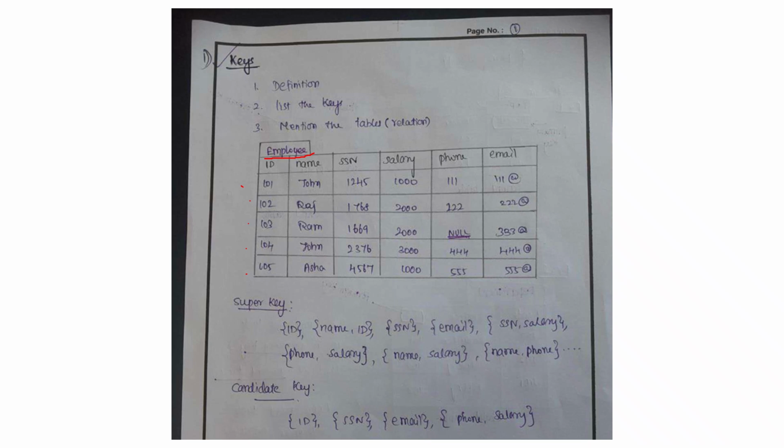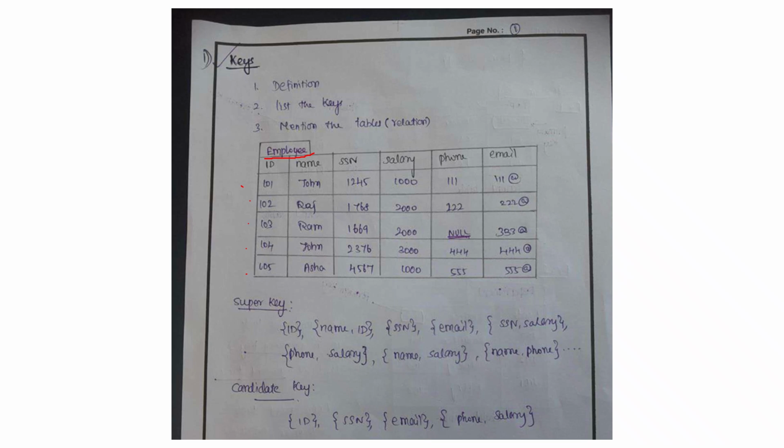We can combine not only two attributes, we can combine more than two, three, four, or all the attributes in a relation. We can combine everything as a single set of super key. Okay, and SSN is like Aadhaar number. SSN is a unique identity number for every employee.